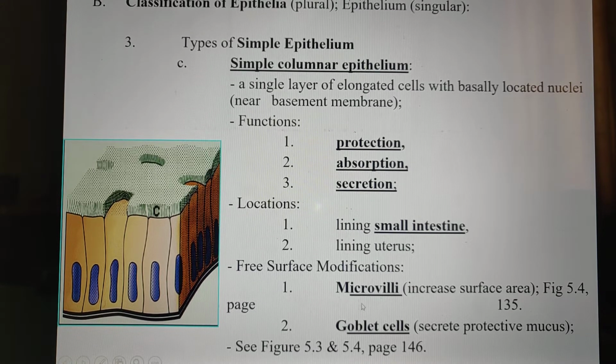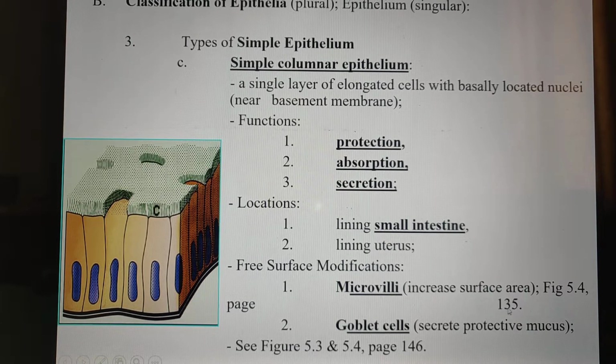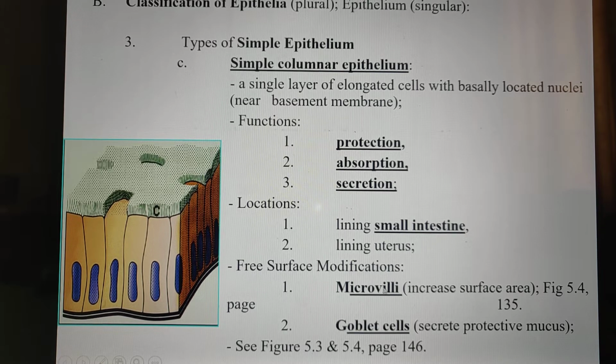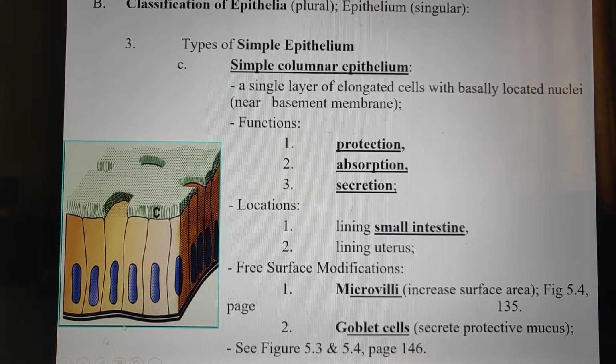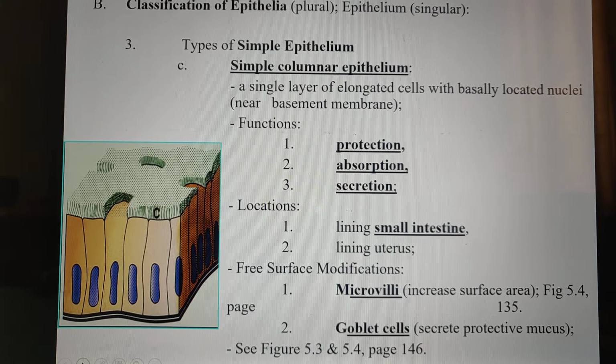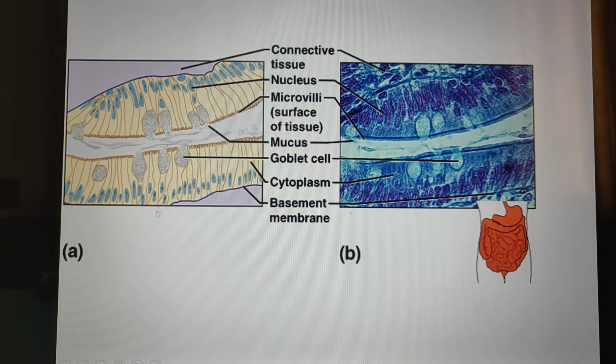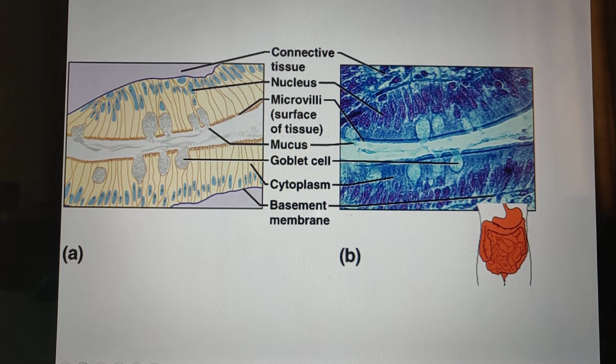There is a presence of microvilli, whose main function is to increase the surface area, by nearly 100 times. There is also the presence of goblet cells, which secrete protective mucus. Goblet cells are mainly present in the large intestine, and microvilli are present in the small intestine. Here you can see an example of the elongated cells. These are the columnar cells.